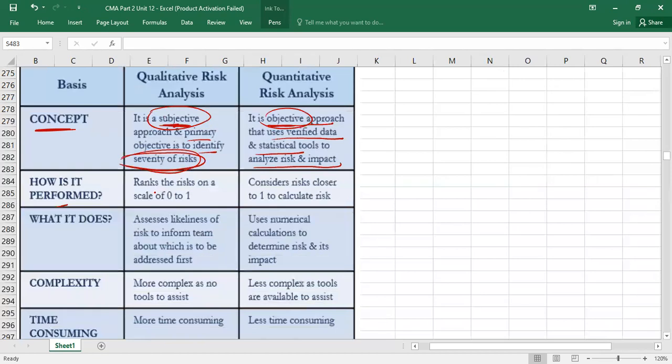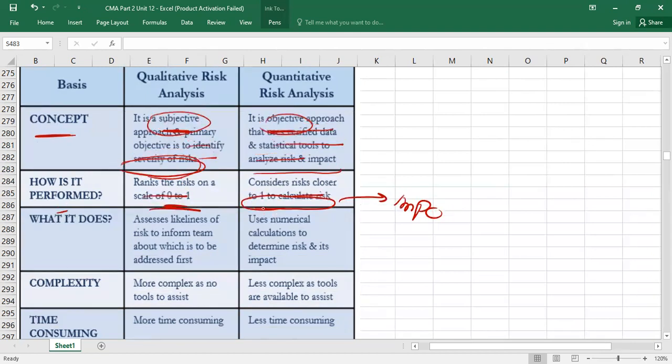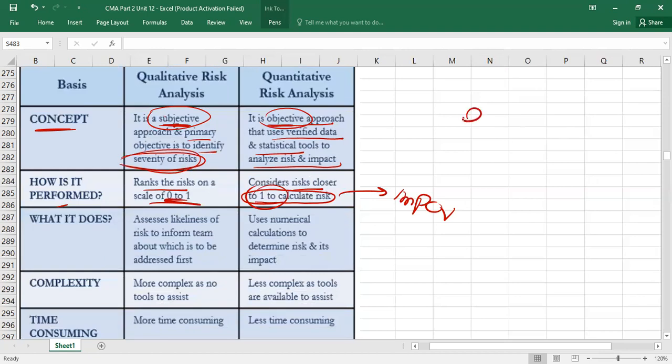In qualitative analysis, we rank the risks. We rank the risk on a 0 to 1 scale. For example, I'm just assuming maybe it is at 0.1, 0.2, 0.3 level, which level? So on a 0 to 1 scale we rank. But under quantitative, we consider risks closer to 1 to calculate risk. We pick only the more important risks, which are closer to 1, not closer to 0.